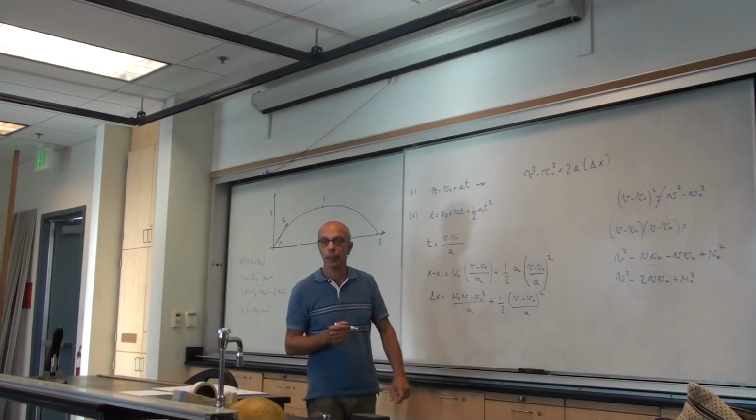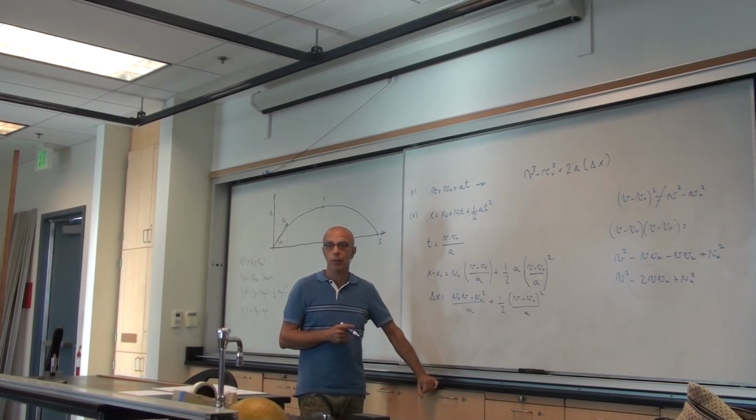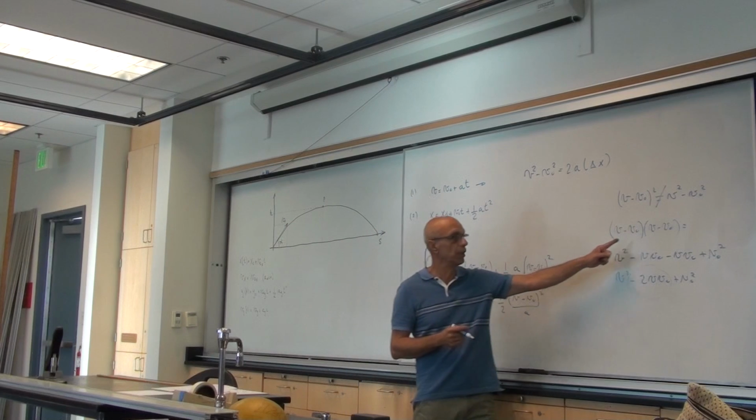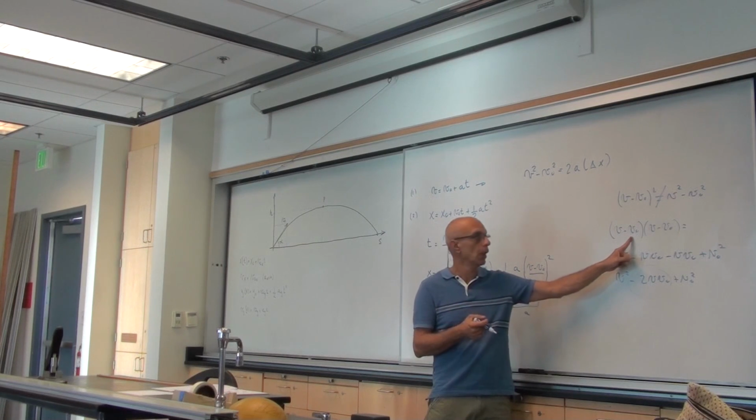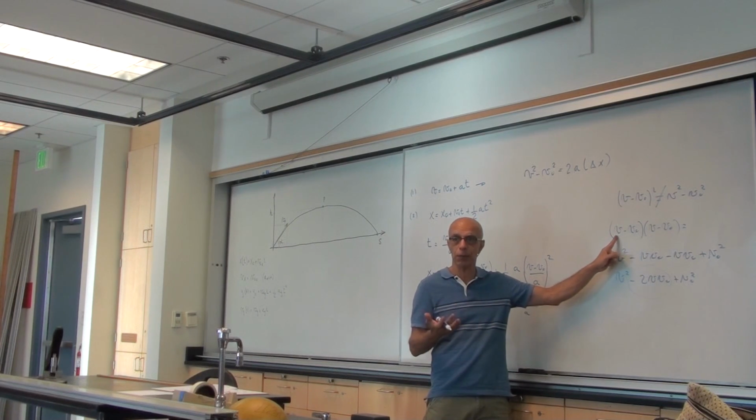Yes. What's v0? Is it like the initial? V0 is the initial, and then the other v is the final. The final velocity. Initial velocity, v0 means initial velocity at time 0. That's why we put v0. And then v is the final velocity.